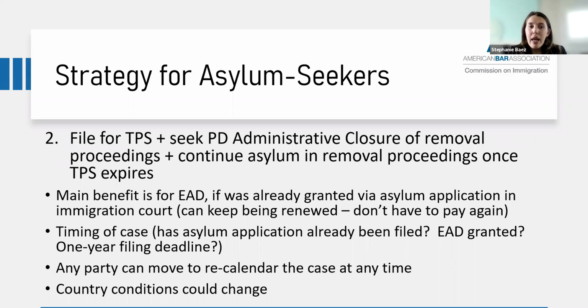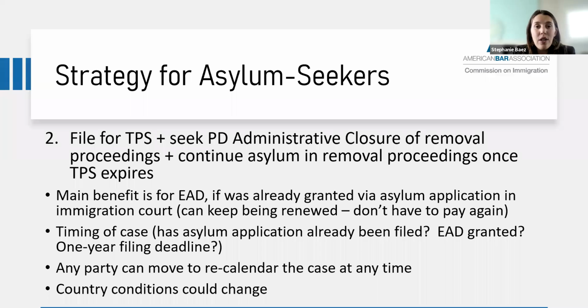So now back to our asylum seeker strategy. One strategy would be to file for TPS and then seek PD to administratively close the removal proceedings. And then they can continue asylum and removal proceedings later if you want to recalendar the case after TPS expires. The main reason why you might want to consider this option is for the employment authorization document, like I mentioned.